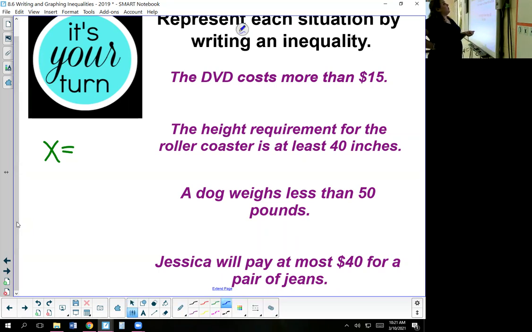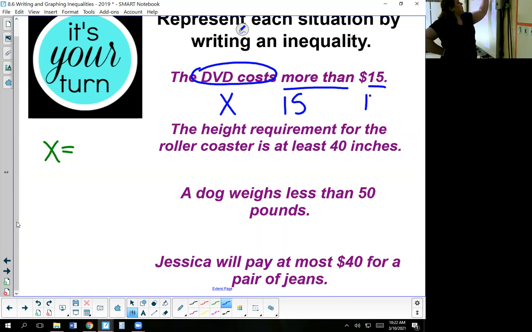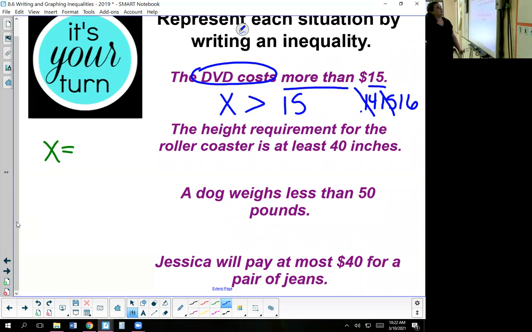Okay, DVD costs more than 15. So X, let's just say that's the DVD. More than 15. So 14, 15, 16. Is 14 more than 15? No. Is 15 more than 15? No. So it's not equal to. Is 16 more than 15? Yes, it is. So X has to be greater than 15, but not equal to.